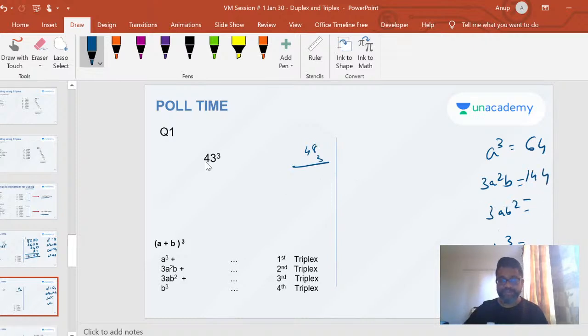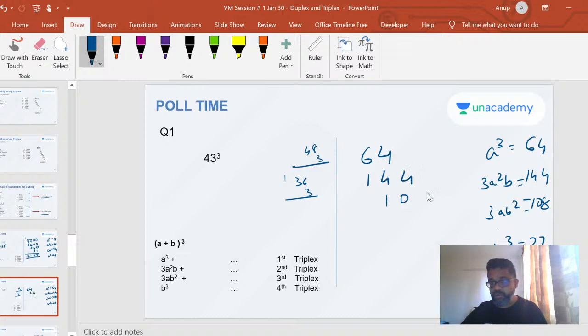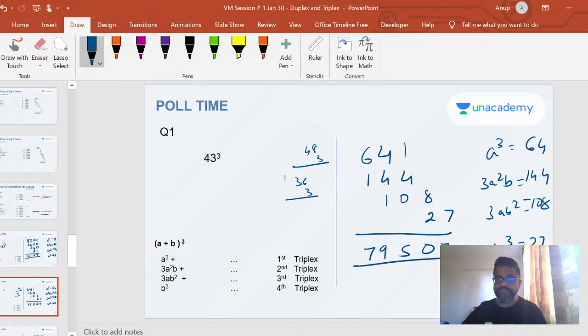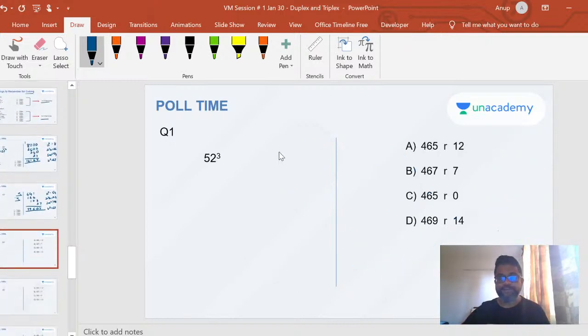3ab squared: square of 3 is 9, 9 into 4 is 36, 36 into 3 is 108. And b cube is 27. So lining it up together, 64. Only one digit has to project out of this. 108, one digit has to project out. Then you will be able to line it up properly, and again only one digit has to project out. So this is your answer: 79,507. Okay. 52 cube.